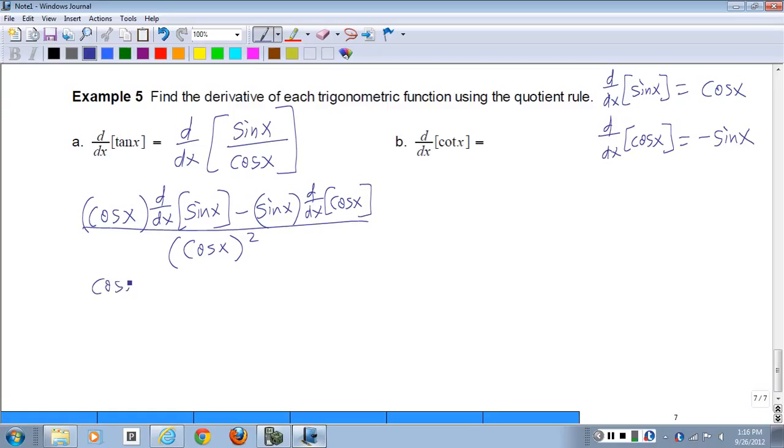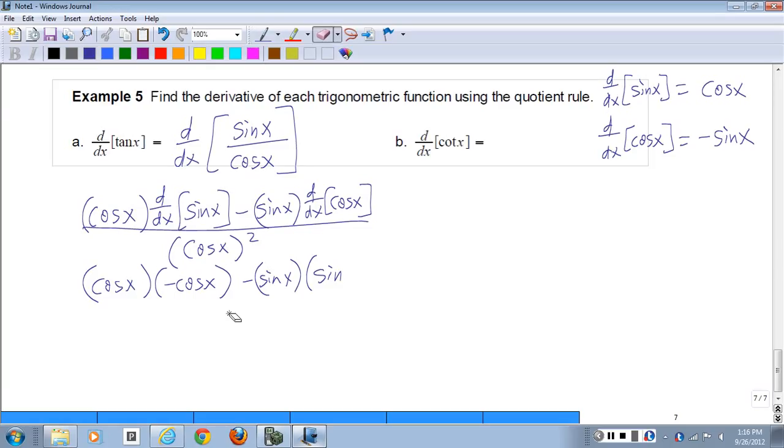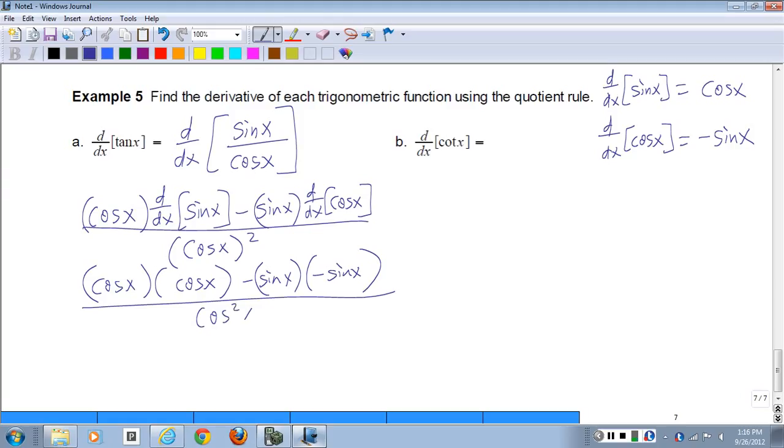So we get cosine x times negative cosine x minus sine x times, oh my goodness, wow, they pay me real money to teach this course too. Not a whole lot, but they do. Derivative of sine x, it's cosine x, I just got through saying that. Derivative of cosine x is negative sine x. Don't know where that came from. All over cosine squared x.